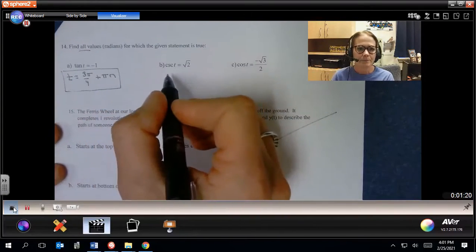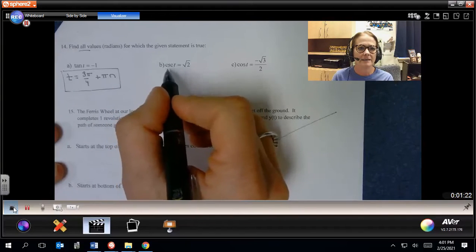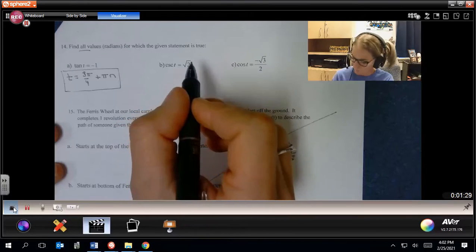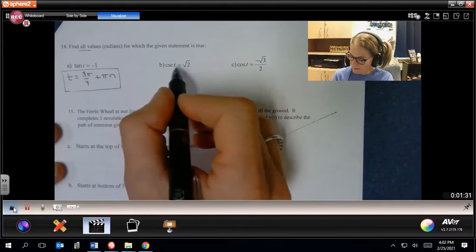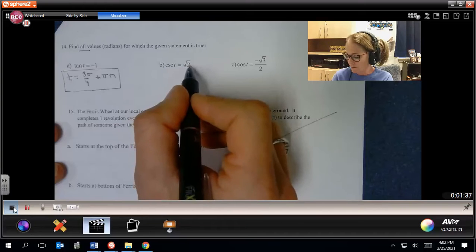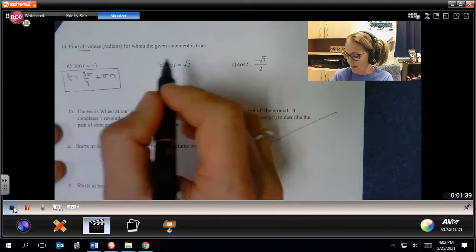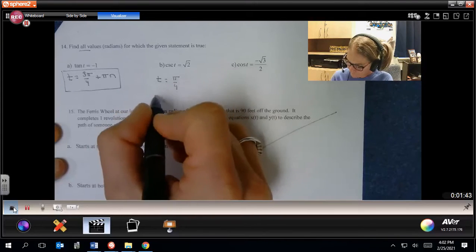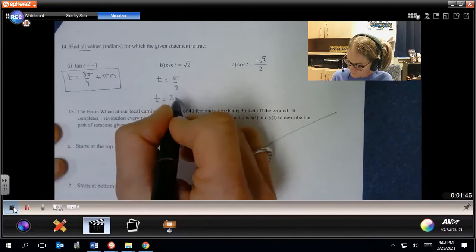All right. Cosecant is partnered with sine, so we're going to think about that. Sine is going to be positive in quad 1 and 2. The reciprocal of this is 1 over root 2, which when rationalized is root 2 over 2. So that's a pi over 4 angle. In quad 1, we are pi over 4, and in quad 2, we're 3 pi over 4.